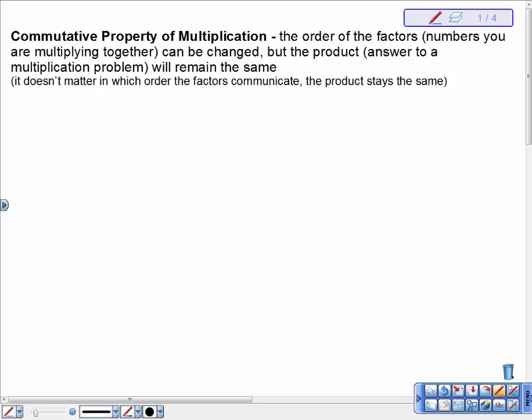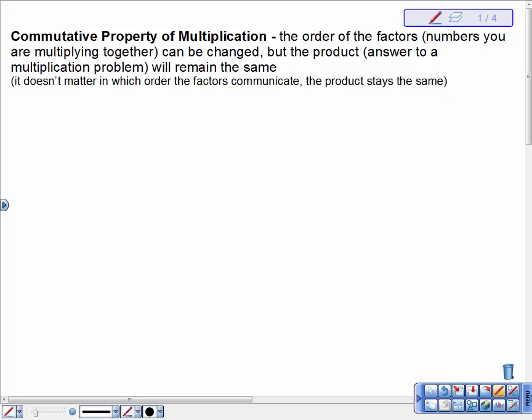when you are multiplying. Now, the first property, and there are 4 of them, is called the commutative property of multiplication. The commutative property of multiplication basically just says that the order of the factors, and remember, factors are numbers that you're multiplying together, so in 2 times 4, 2 and 4 would be your factors, can be changed, but the product, the answer, will remain the same.